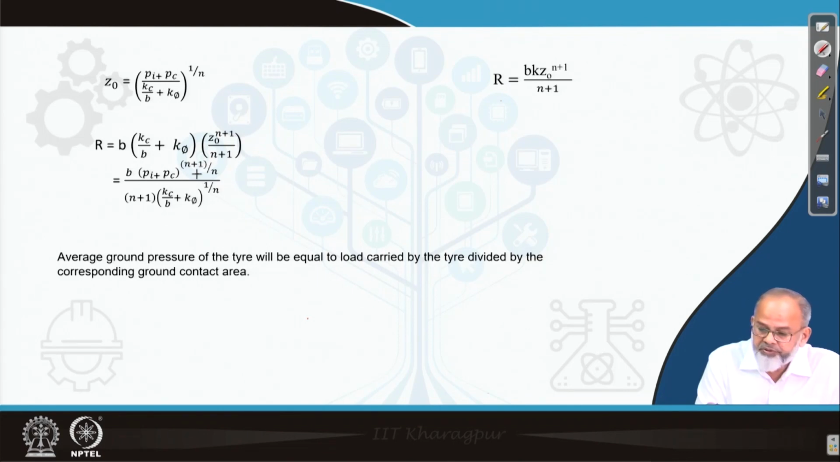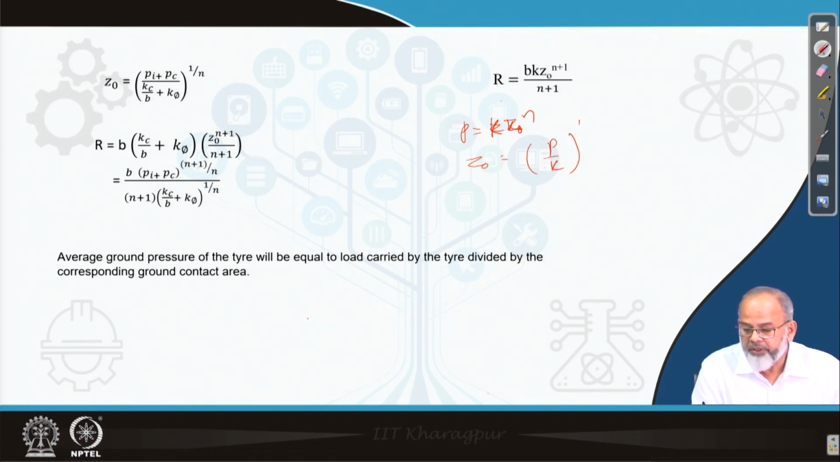Now, if I substitute this Z0, so Z0 will be P by K raised to the power 1 upon n, since P is equal to Kz to the power n. So, for Z0 if I substitute P by K to the power 1 upon n, and for P I have taken Pi plus Pc, now the equation becomes rolling resistance will be equal to B into Pi plus Pc raised to the power n plus 1 by n divided by n plus 1 into Kc by B plus K phi raised to the power 1 upon n.